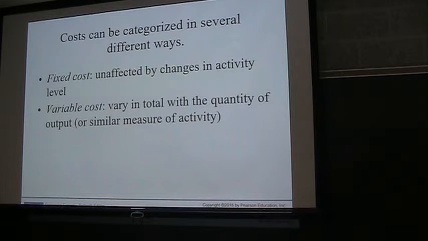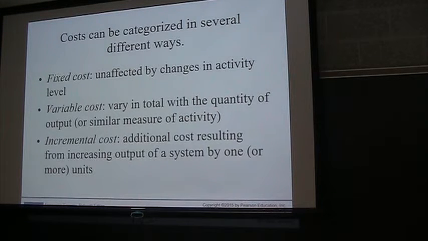And one of the components of variable cost is what we call the incremental cost. That's like dollars per hour for labor, or dollars per mile for driving. So incremental costs go into the variable costs, which are a function of the variables: the hours, the miles, the yards of concrete, things like that. Those are the variables, and the incremental cost is what we call the cost per unit.